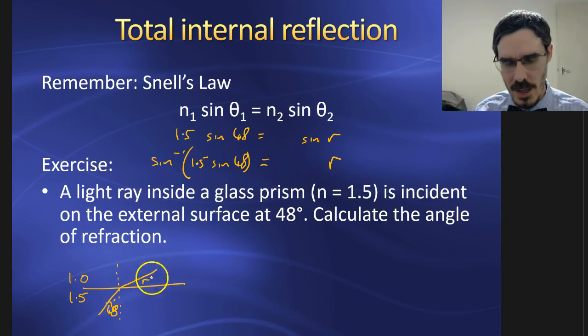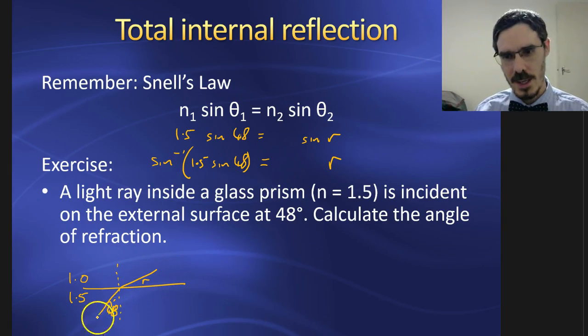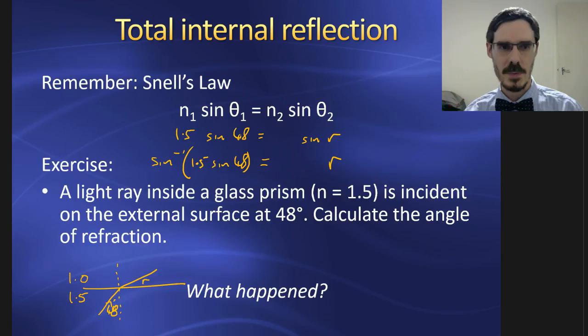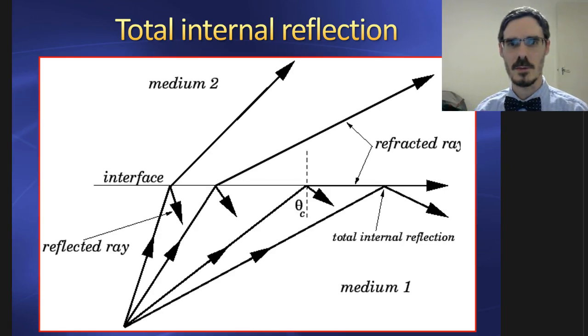There is no angle of refraction which could possibly work for a light ray coming in water at 48 degrees to the normal. It cannot refract. That means what we've got is something called total internal reflection.